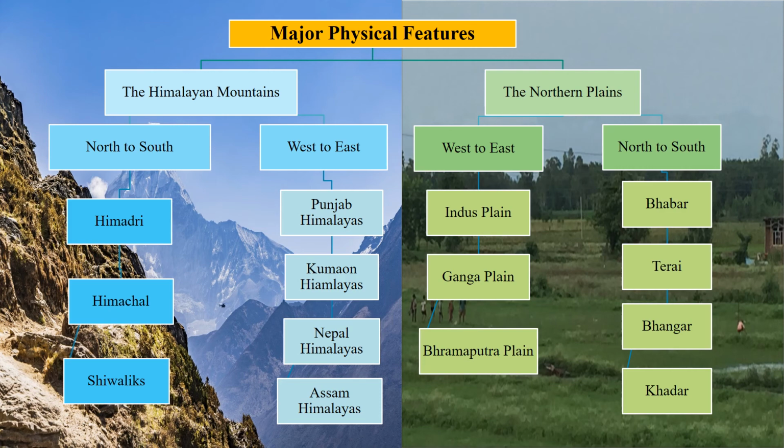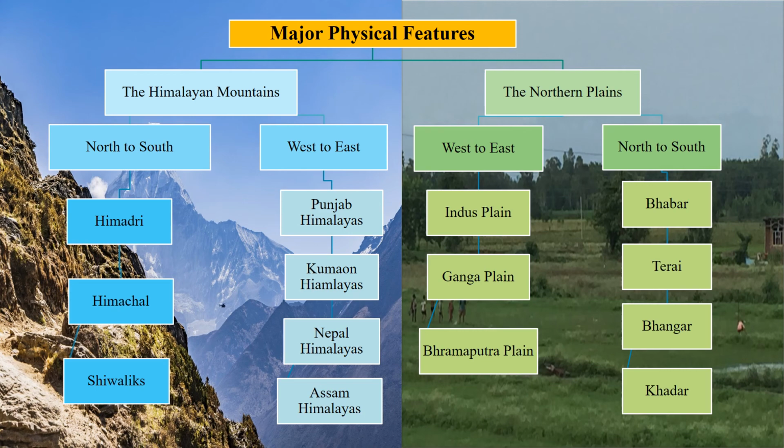So let's start with the first two major physical features of India. These are the Himalayan mountain ranges and the northern plain. Himalayan mountain ranges, they are further classified into two categories. From north to south, we can divide them into Himadri, Himachal and Shivalik ranges on the basis of their height and many other characteristic features.